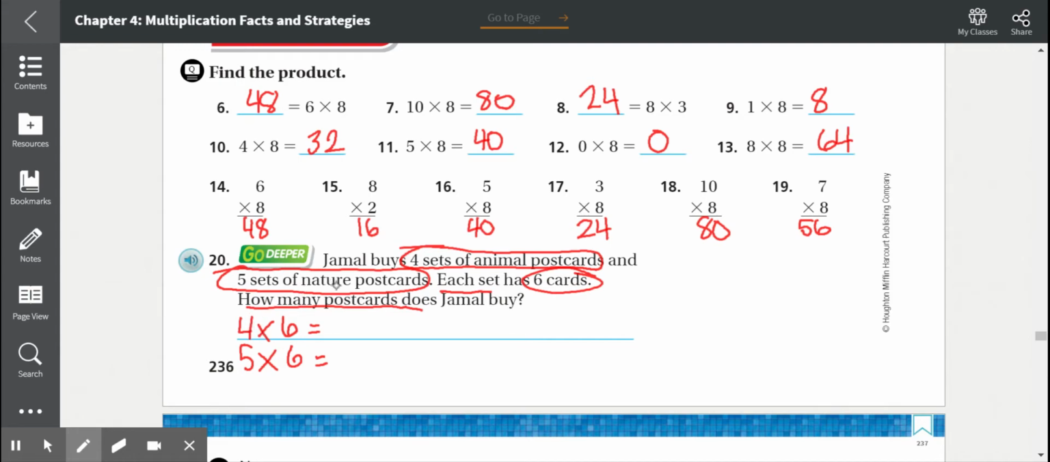Well, we've done 4 times 6, that's 24. 5 times 6 is 30. So now we know he has 24 animal and 30 nature, but we want to know how many that is altogether. So now we need to add those two numbers. Well, 4 plus 0 in the ones place would be 4, and 2 plus 3 in the tens place would be 5. So he buys 54 postcards. That's our final answer.